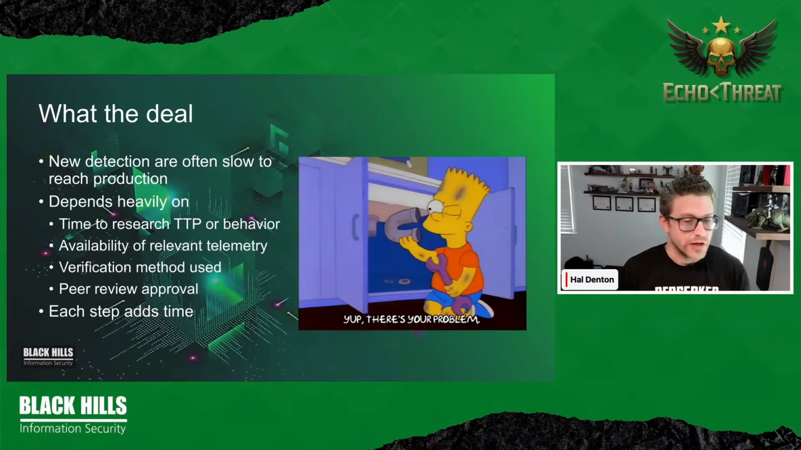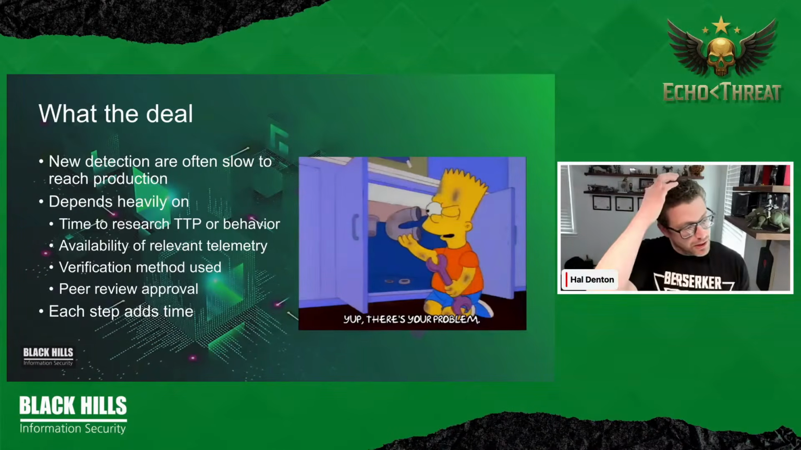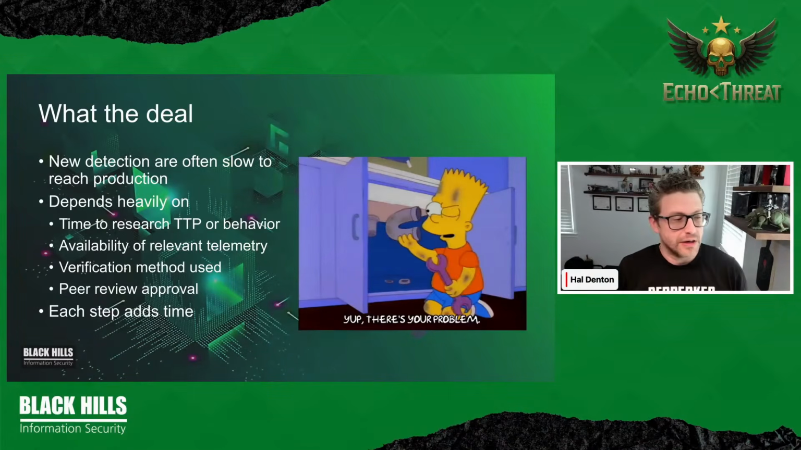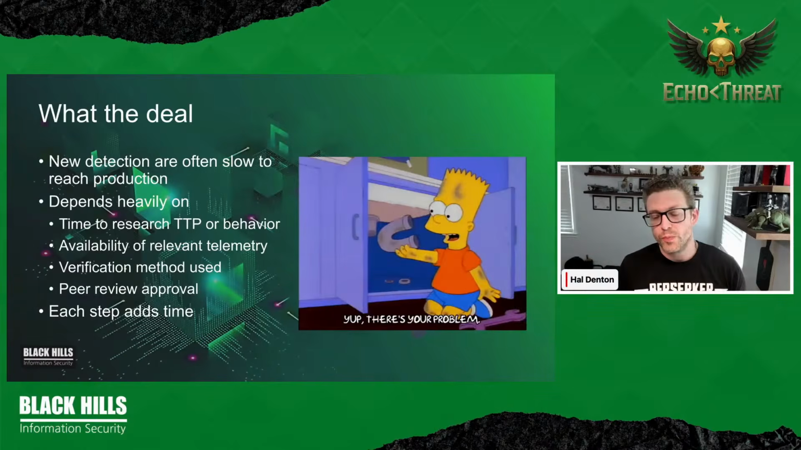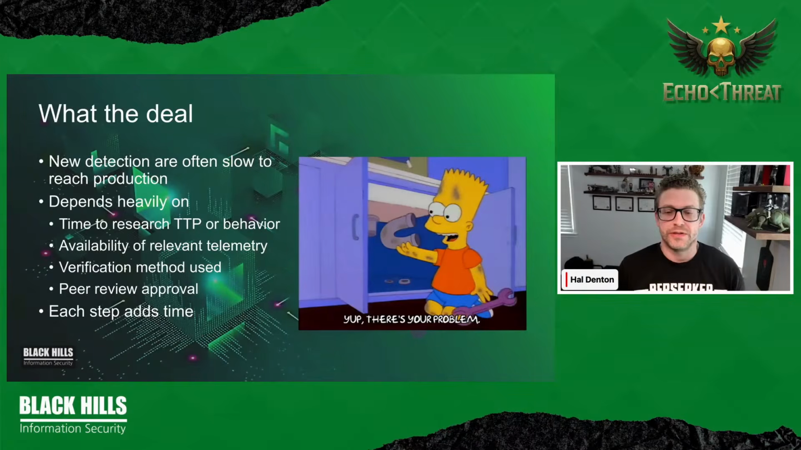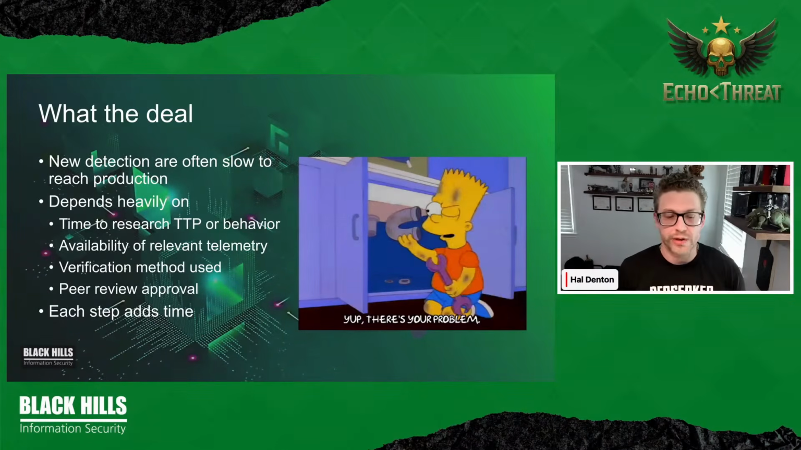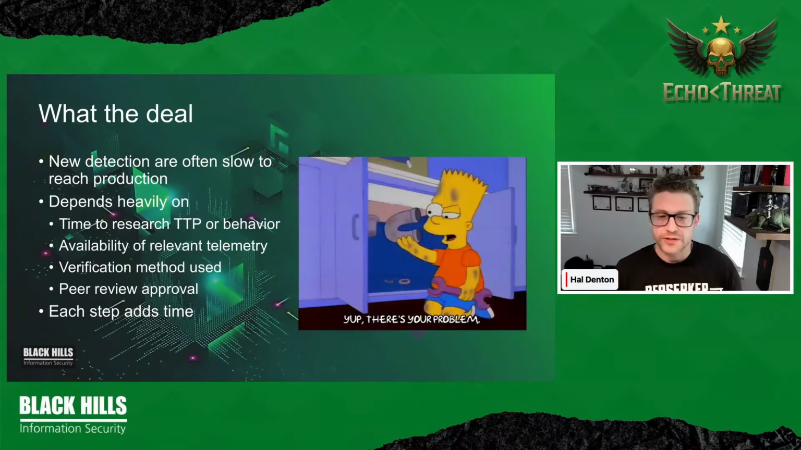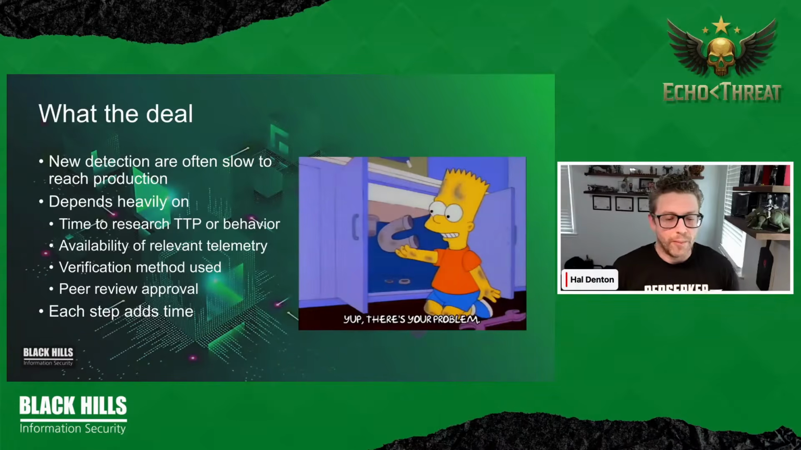All right, so what's the deal? What are we trying to do here? All this stuff takes time. The problem is it takes a lot of time to get our detections into production. There are various things that require or delay that process. How complex are the TTPs you're trying to detect? Do we already have that telemetry? If we don't, that's going to cause another delay. If you have to onboard a new data source, that's going to take time. What was the test type that you used? I just mentioned three that you could use, but all those different things take time.